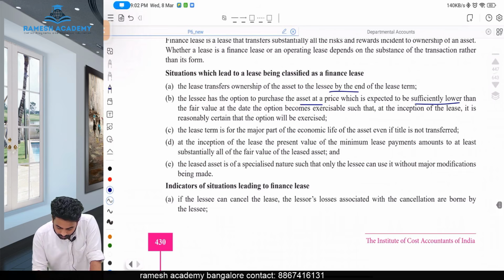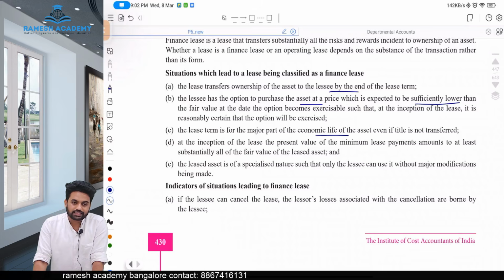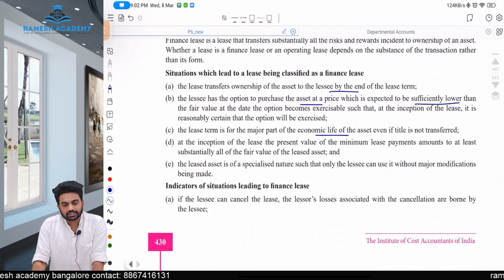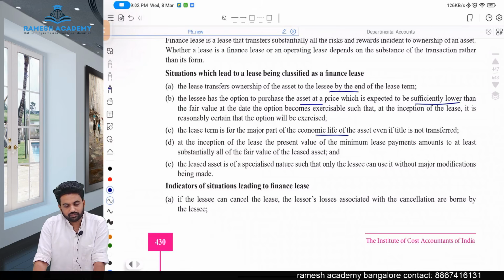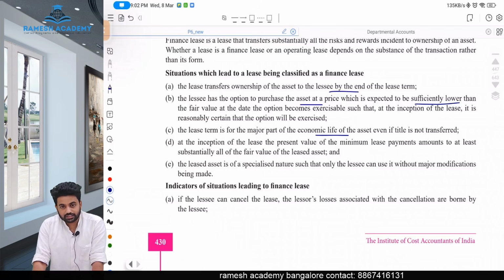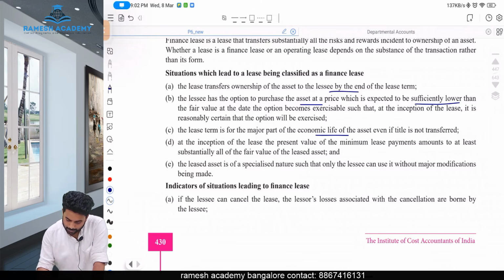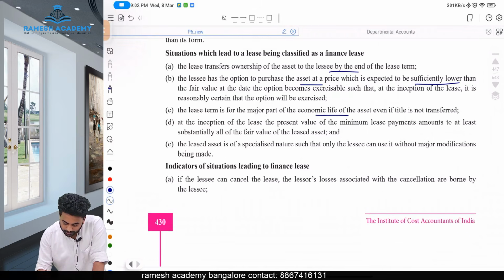So, the lease term is for a major part of the economic life of the asset. For example, your asset has 5 years of life, you have given a lease of 4 years 8 months, which means only 4 months will be remaining. Either it might be used or not used. So, if your agreed lease period is almost equal to your economic life, that is the maximum period till which you can use your asset, then it is a finance lease.